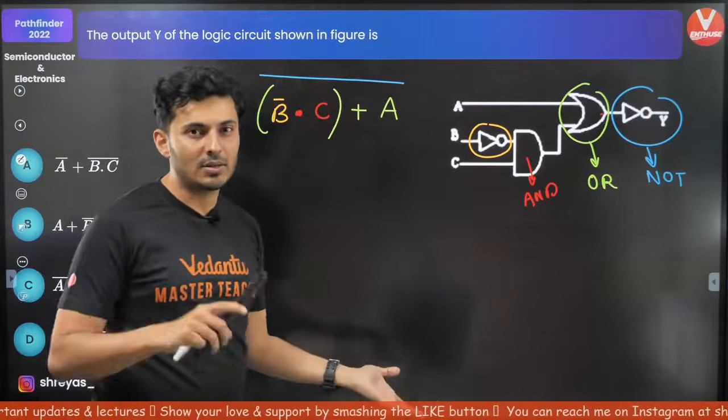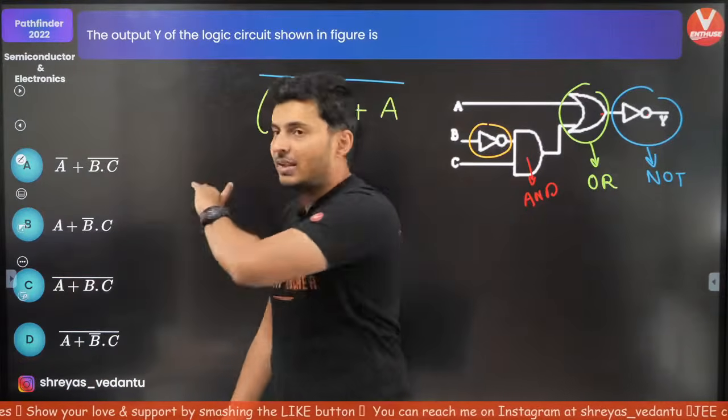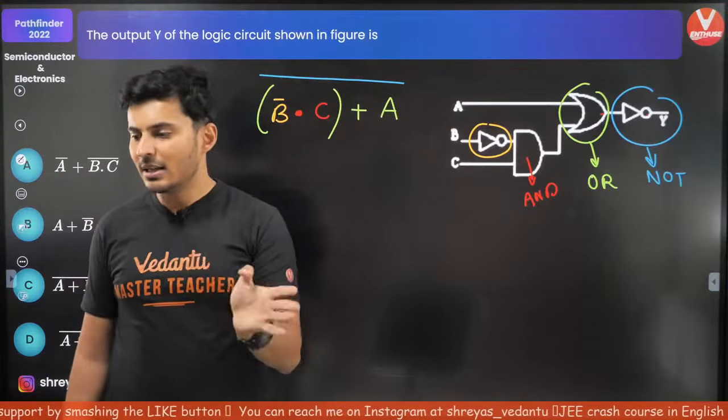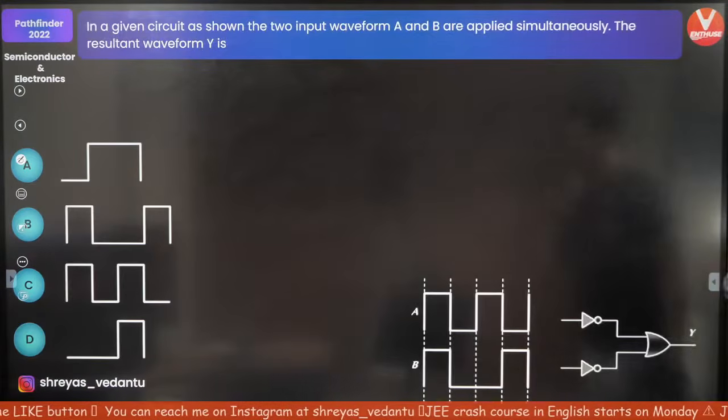You can have both kinds of question. This is given, you have to write this, or one of them is given and there are 4 logical diagrams and you have to figure out which one is correct. Either way, you will get it. Fair enough? Let's move to the next one.